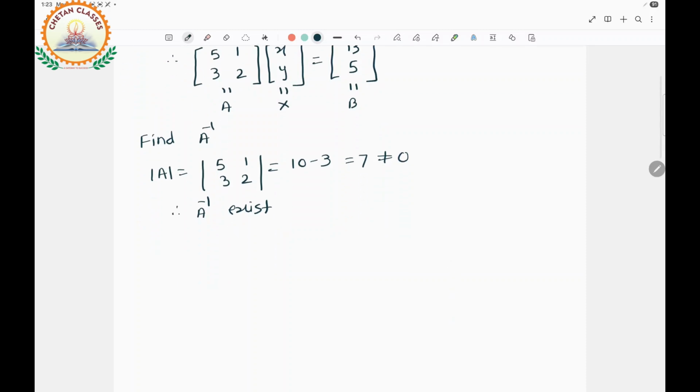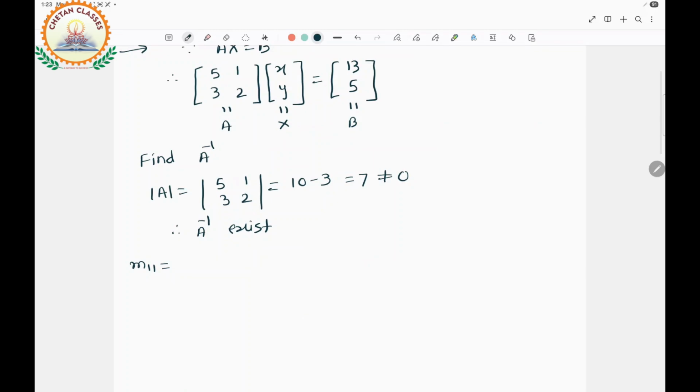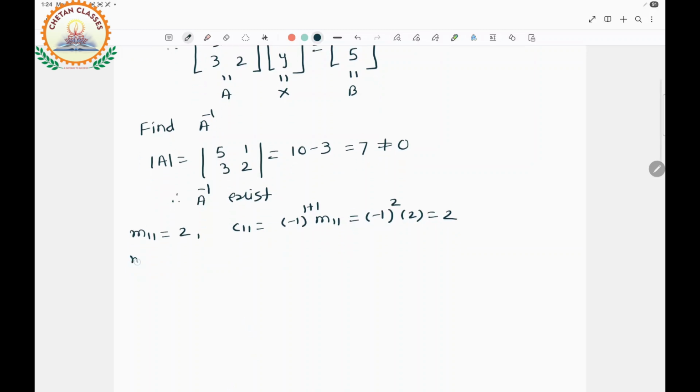Now find minors and cofactors. M11 is removing the first row and first column and taking the determinant of the remaining values. So M11 is 2. C11 is equal to minus 1 raised to 1 plus 1 into M11, which is minus 1 raised to 2 into 2 is equal to 2. M12 is 3. C12 is minus 1 raised to 1 plus 2 into M12, so minus 1 raised to 3 into 3, which is equal to minus 3.